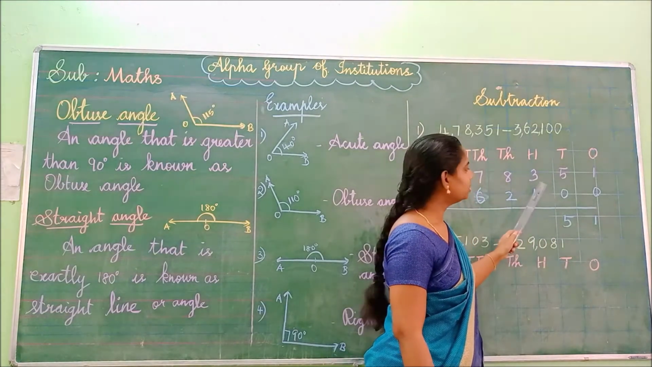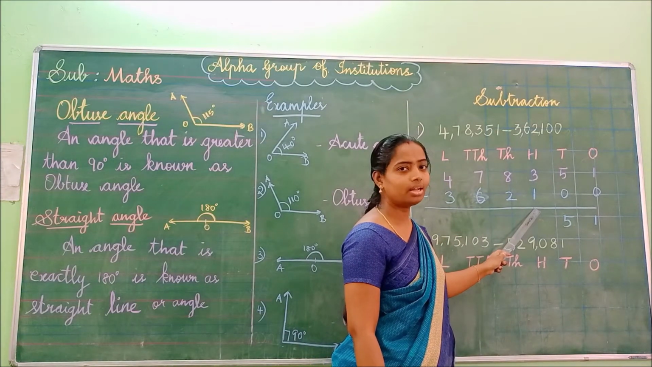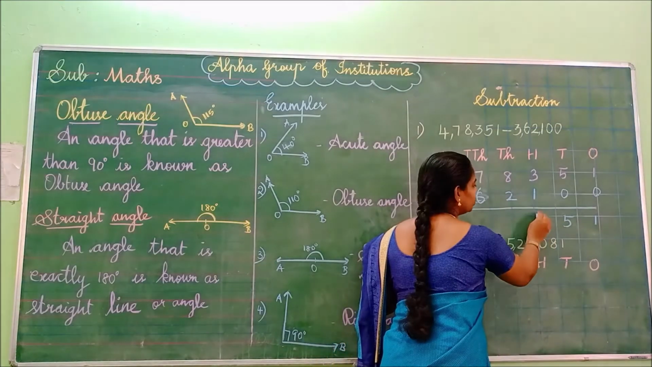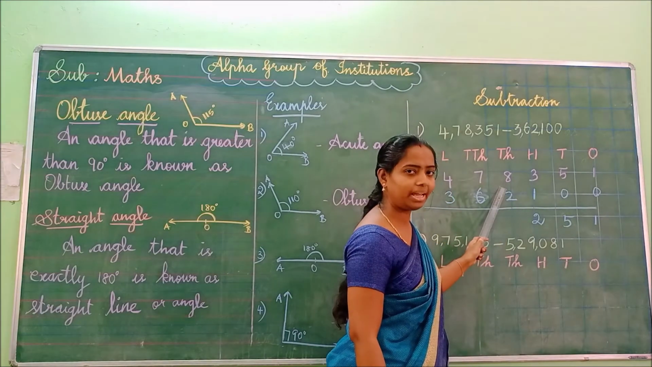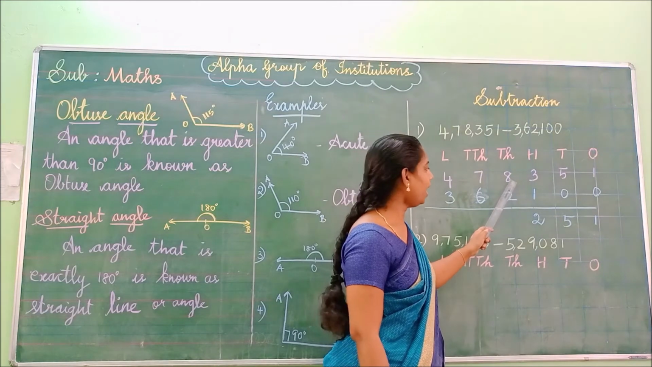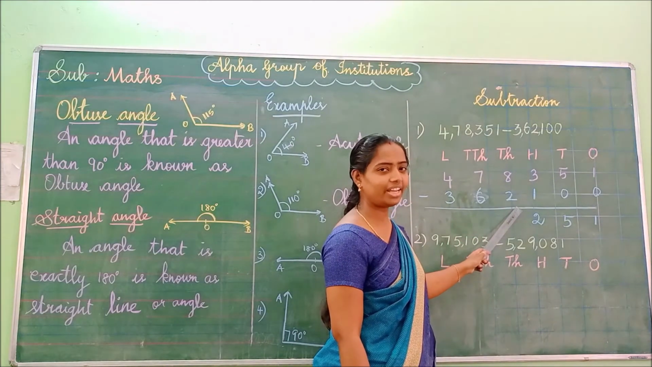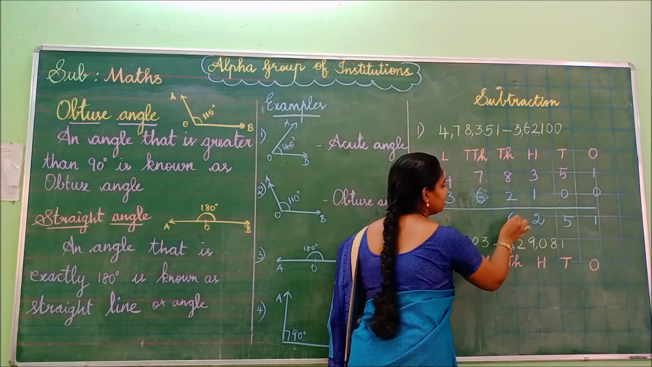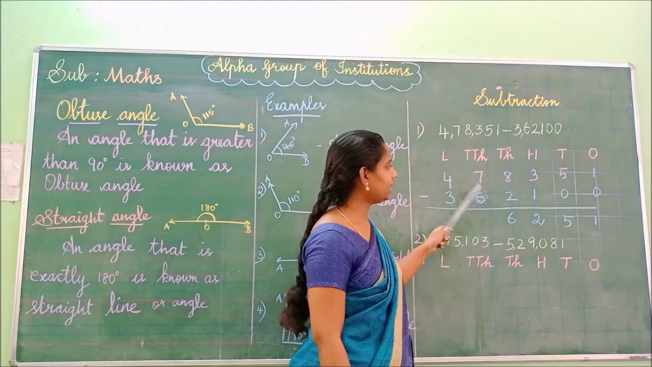Okay, shall we move to the hundreds place? 3 minus 1. How much, children? Very good. 3 minus 1 is 2, isn't it? Okay, 2. Shall we move to the thousands place? What is it? 8. 8 minus 2. How much, children? Yes, very good. 8 minus 2 is 6, isn't it? Okay, and then shall we move to the 10,000s place?